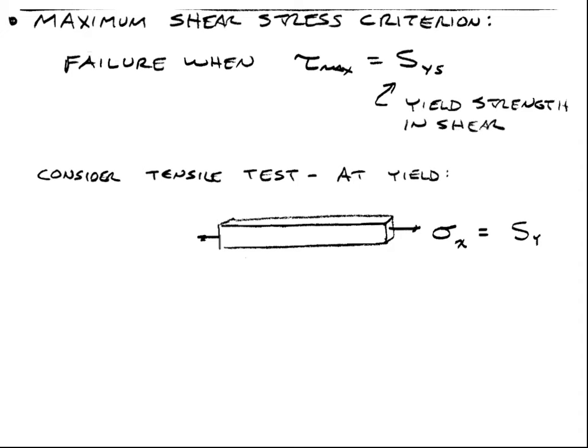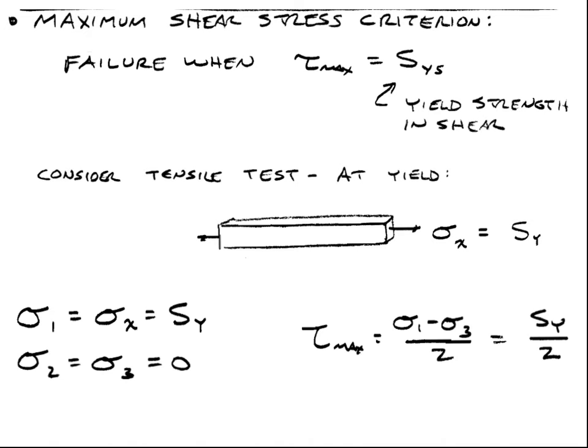Let's think about a tensile test for a moment. If you pull on this bar, the stress in the x direction until it yields, then at failure, of course, sigma x is going to be the yield strength in tension. So when we just say the yield strength, that's usually what we mean, S_y, the yield strength in tension. And so the principal stresses for that case, sigma 1, the maximum, will be the yield strength at failure. There's no stress in the other two directions. And so the maximum shear stress, sigma 1 minus sigma 3 divided by 2, in this case will be the yield strength divided by 2.